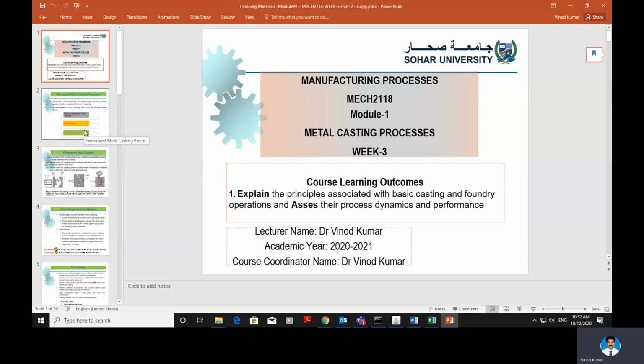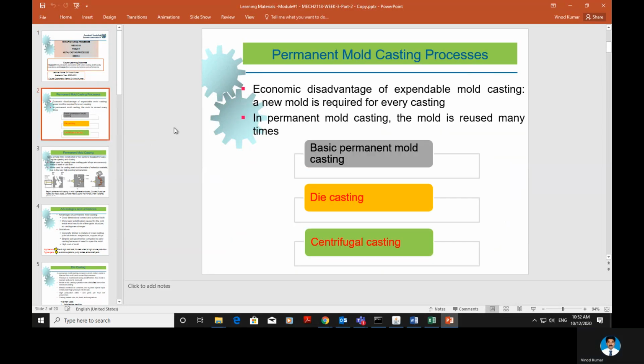Today we are going to discuss metal casting processes. So, permanent mold casting, as we discussed before, uses a metal mold which can be reused. That means several products can be produced from the same mold, in comparison with expendable mold casting. In expendable mold casting, you can use the mold only one time, and hence there is an economic disadvantage. That's why sometimes we go for permanent mold casting.